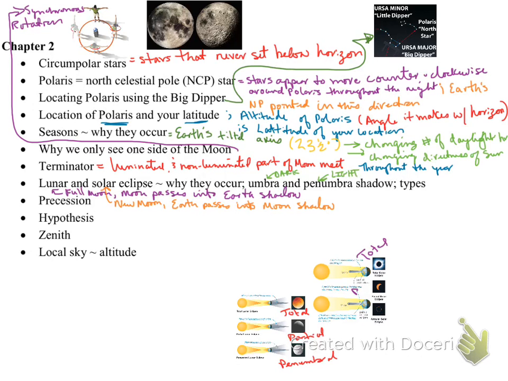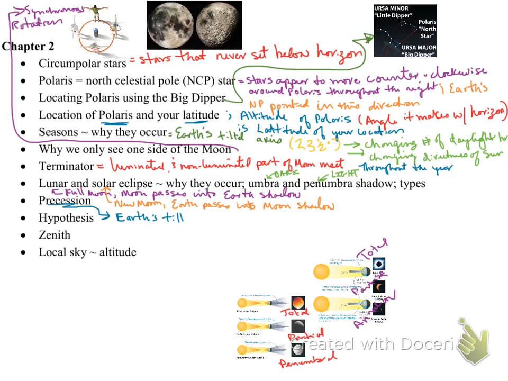Down here on the left, I show you the lunar eclipses, and that we have a total lunar eclipse, a partial lunar eclipse, and a penumbral lunar eclipse. With regard to solar eclipses, we have a total solar eclipse, a partial solar eclipse, and an annular solar eclipse.